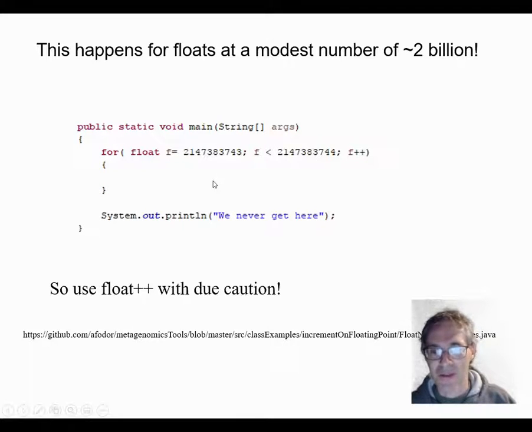So again, you have to be really, really careful using floats and doubles for these kinds of checks of conditionality. 2 billion is not that big of a number in bioinformatics. We hit the number 2 billion all the time. And these kinds of bugs can be very, very difficult to detect or to figure out if you don't understand what's happening with these floating point data types.